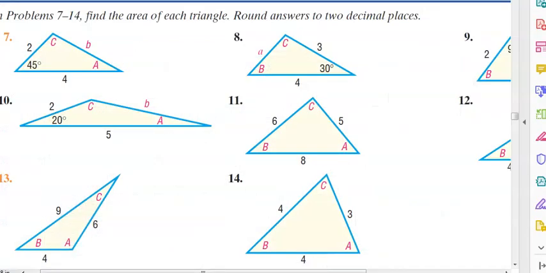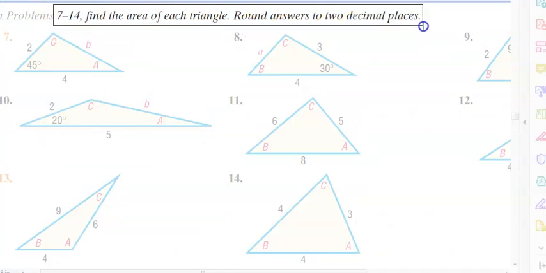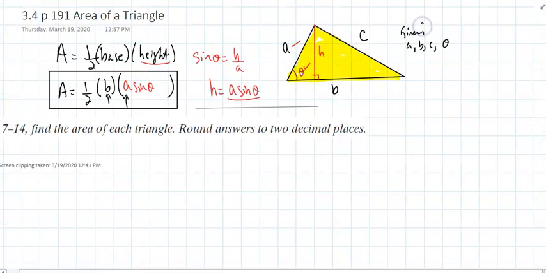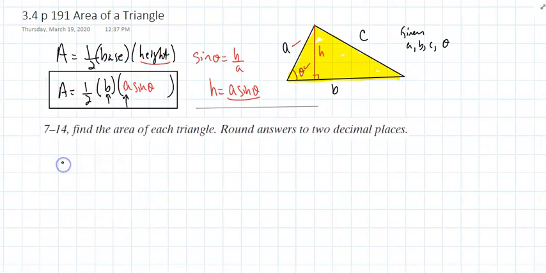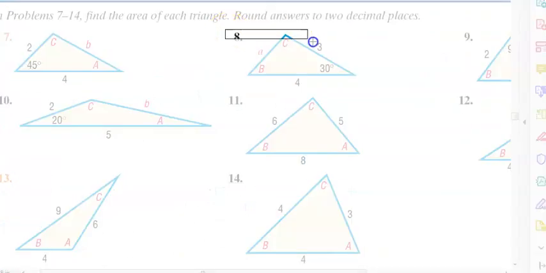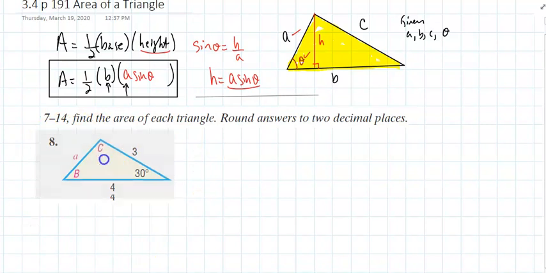And I'd like to look at a couple of problems, 7 through 14. Find the area of each triangle, round the answer to 2 decimal places. If I pick number, let me do 2 of those. Let's say I take number 8, for example. Again, don't let the 3 throw you off. The 3 doesn't indicate this is a right triangle, and this is not a 3, 4, 5, a common mistake students make. This is not a right triangle again.